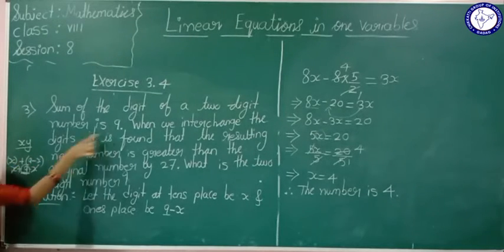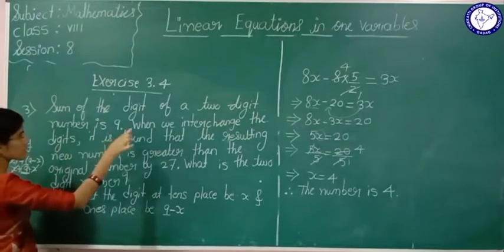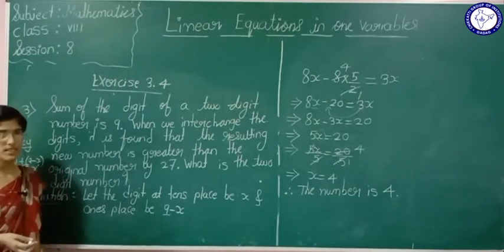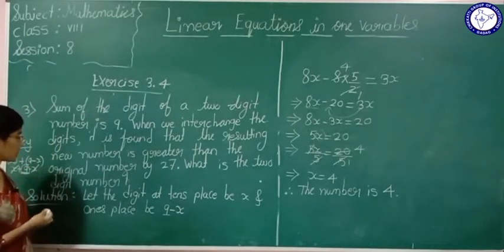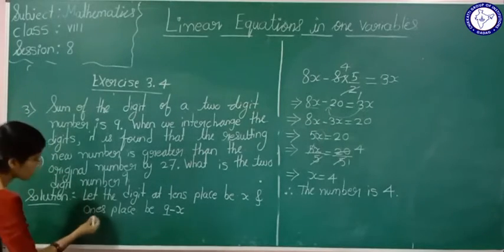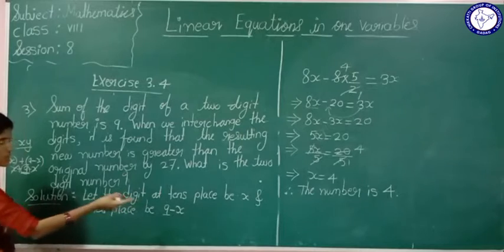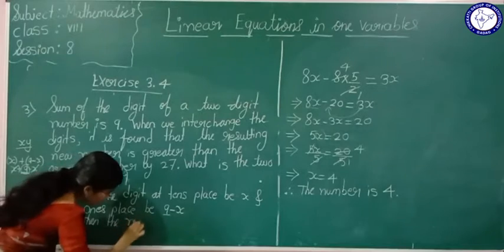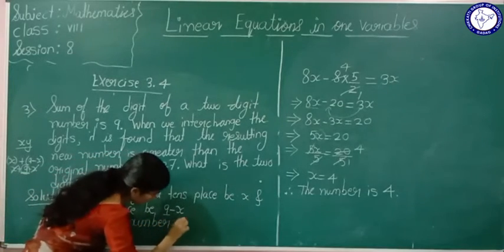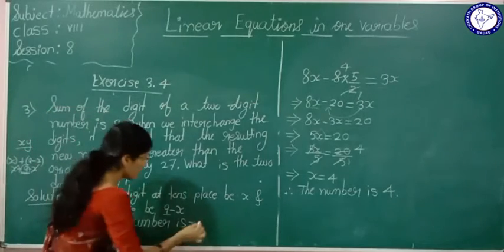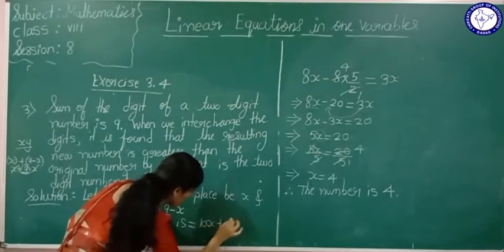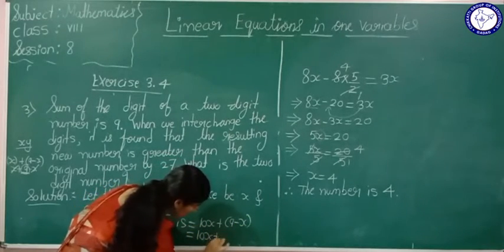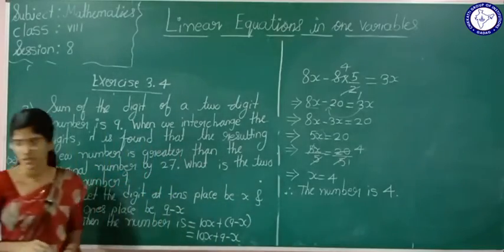When we interchange the digits, it is found that the resulting new number is greater than the original number by 27. What is the two-digit number they have asked? Let the digit at tens place be x and ones place be 9 minus x. Then the number is 10x plus 9 minus x.